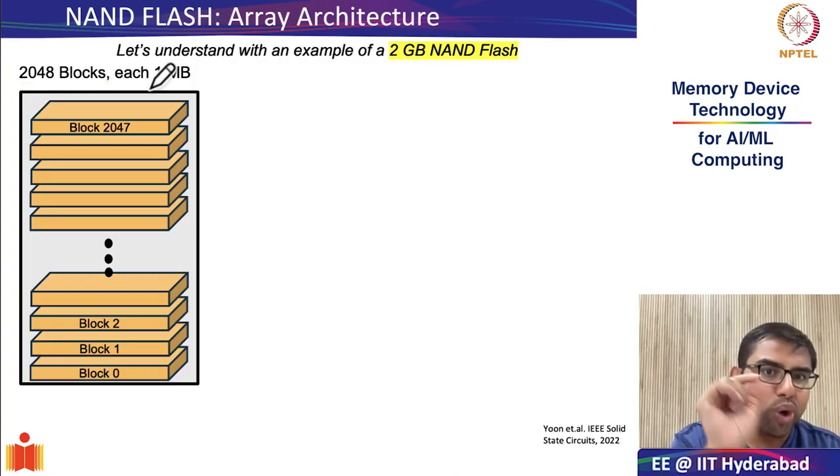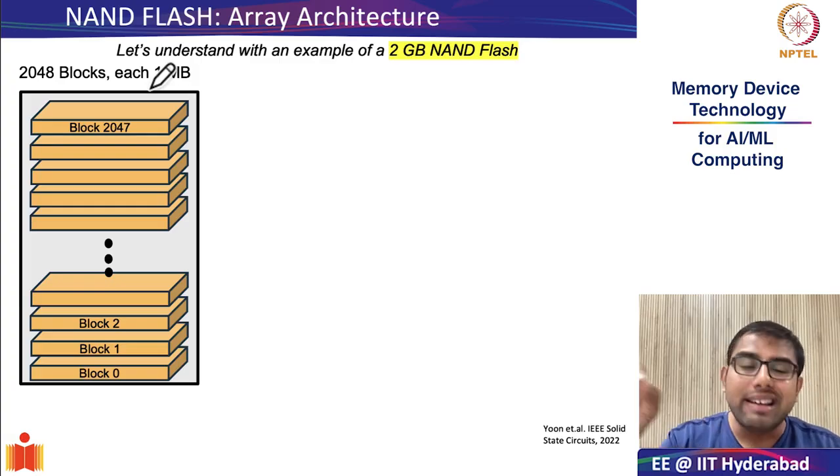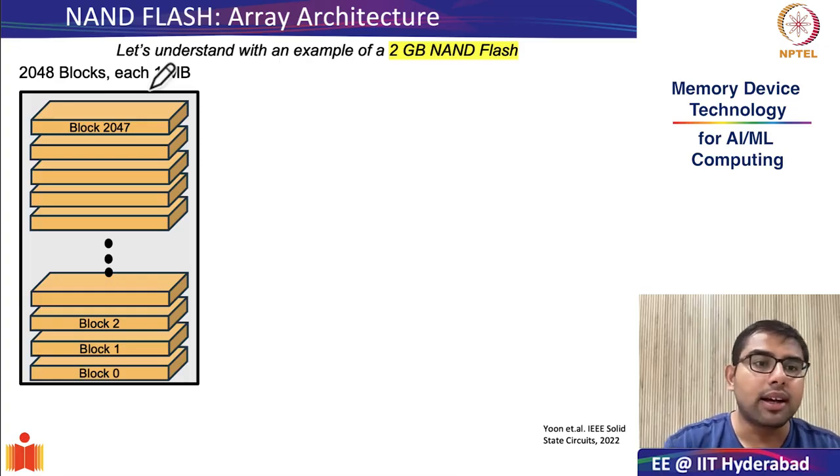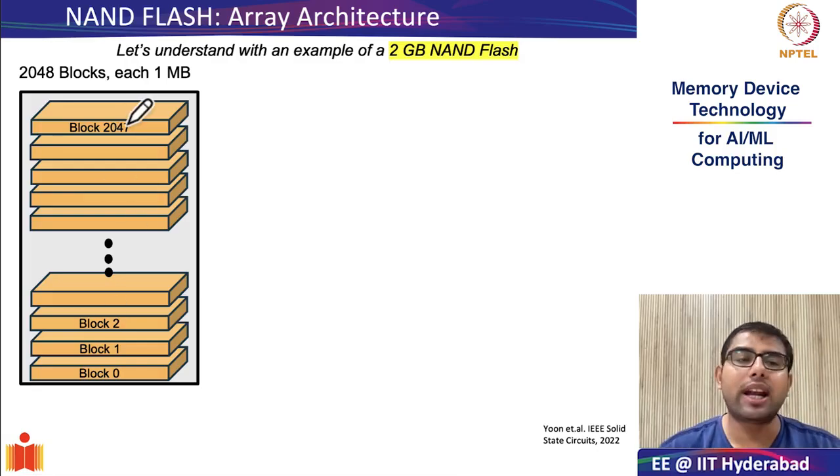So right now just note down the term. We will go into details of why this block is important. So 2048 blocks. Of course each has to be 1 MB, because 1 MB times 2048 will give you 2048 MB, which is 2 gigabytes of total data. As you see, they are stacked up into blocks, block 0 to block 2047, each of 1 MB. So this is what constitutes a NAND flash array. Now let's go and see what is happening within a block.